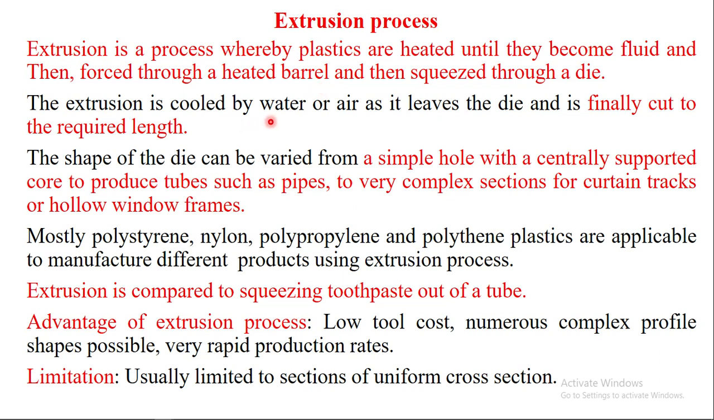The extrusion is cooled by water or air as necessary, or based on the conditions we can use other cooling materials or liquid, and finally it is cut to the required length. You can cut the output products. The shape of the die can be varied from a simple hole with a centrally supported core to producing a tube such as a pipe, to varied sections for certain tracks or hollow window frames.